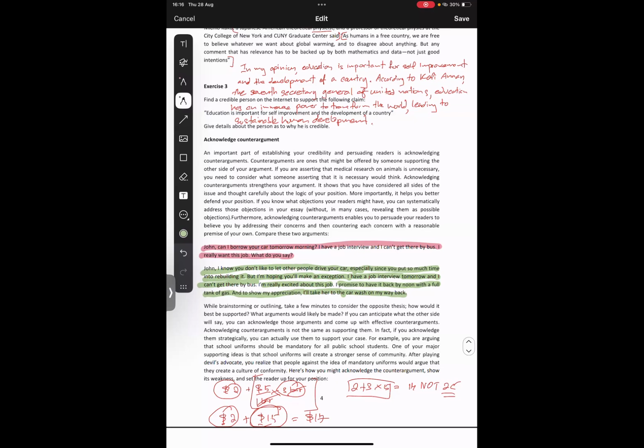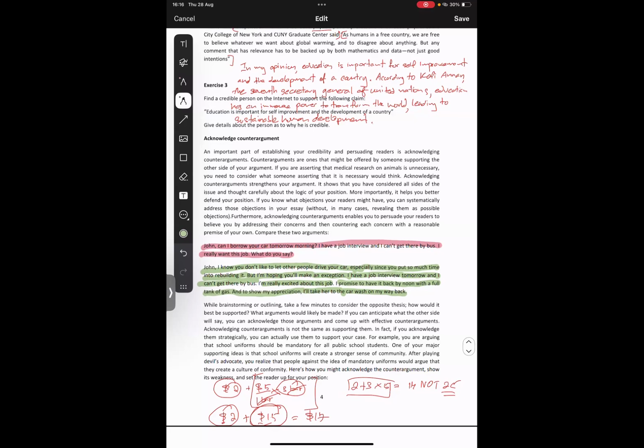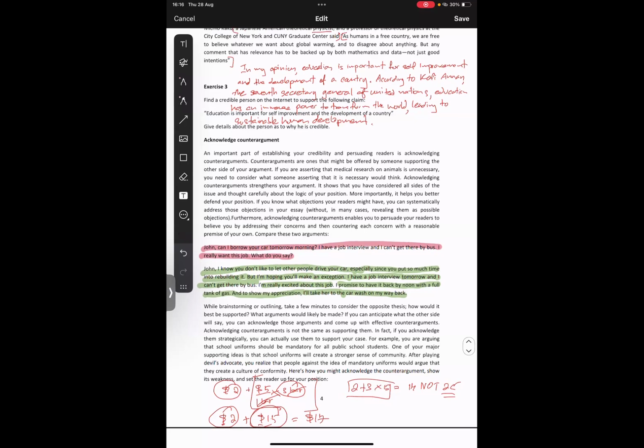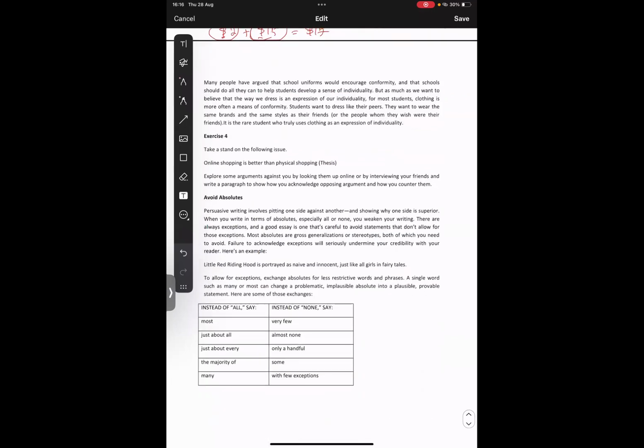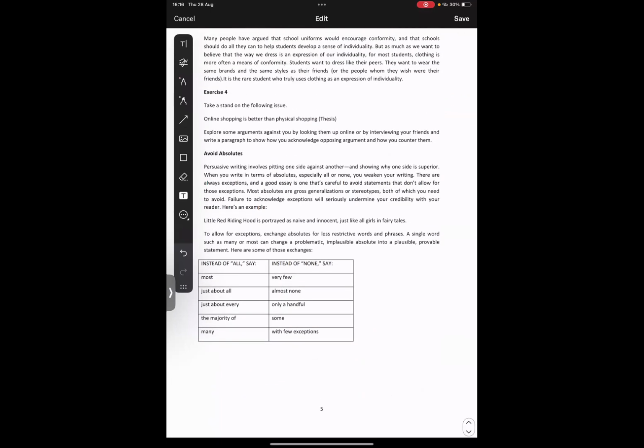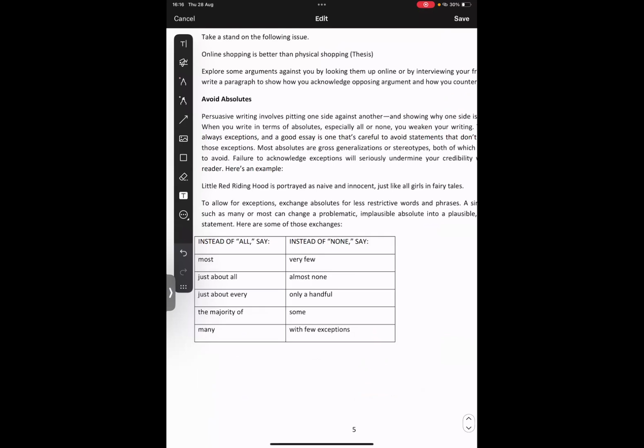Okay, now let us try to do our own exercise. So exercise 4, we have a statement. Online shopping is better than physical shopping. Okay? And this is something that I want you to do. I want you to think for yourself, right? Do you agree with this? Do you think online shopping is better than physical shopping? Okay? If you think so, cool, right?